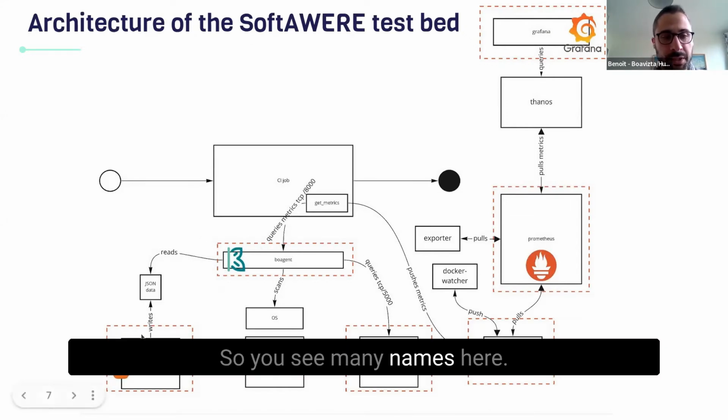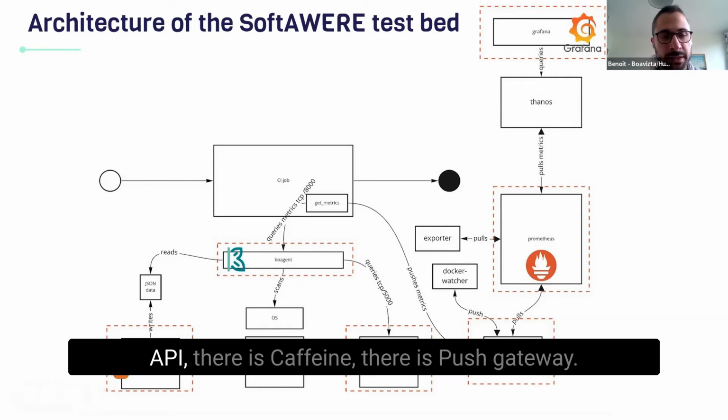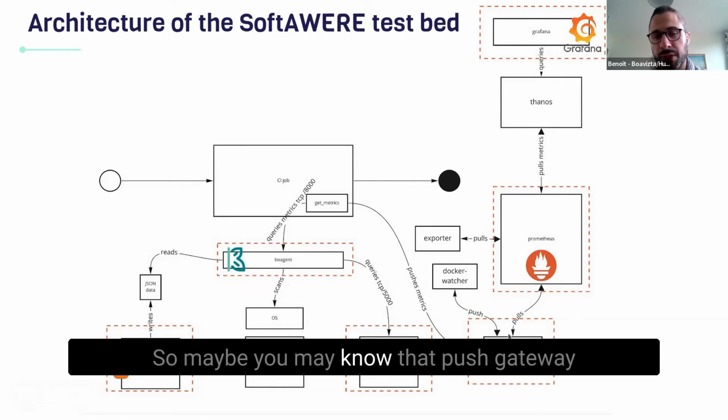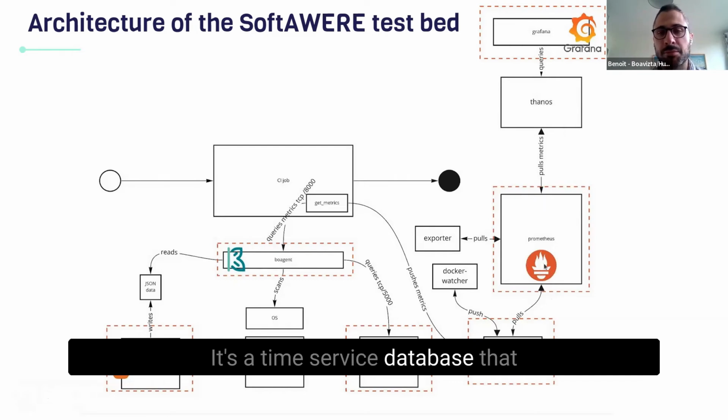So you see many names here. There is Boagent, there is Boavizta API, there is Scaphandre, there is Push Gateway. Maybe you know that Push Gateway in Prometheus is just monitoring tooling. Prometheus is a time series database that you can store metrics in. The Push Gateway is just another way to send the metrics to the database. And about the environmental parts, everything happens there.